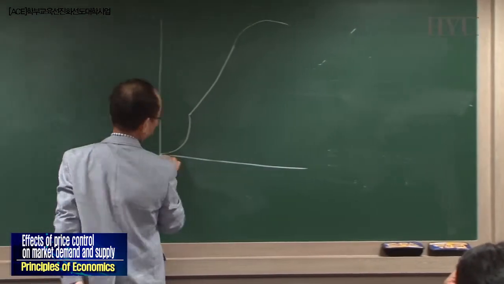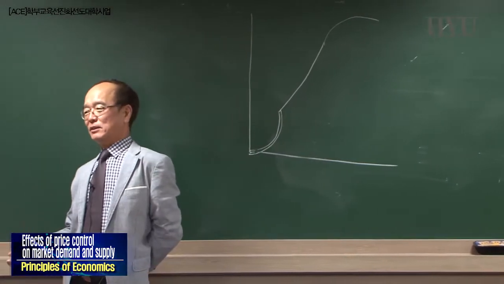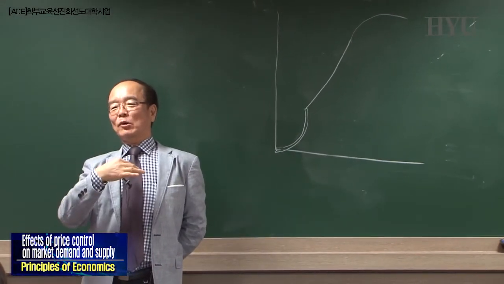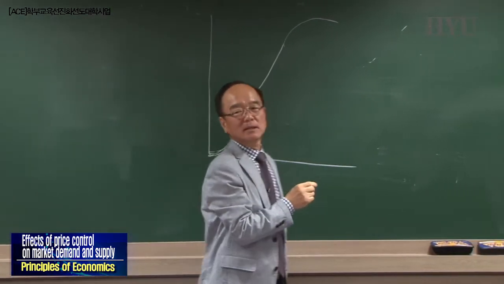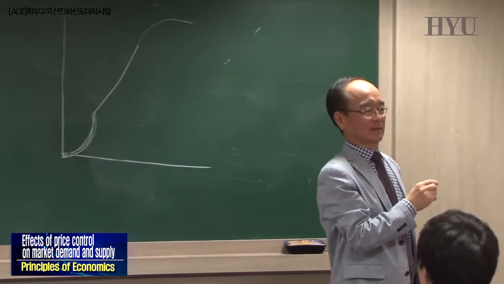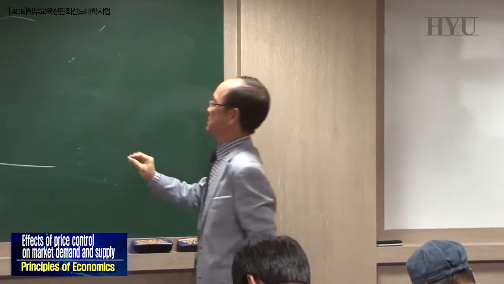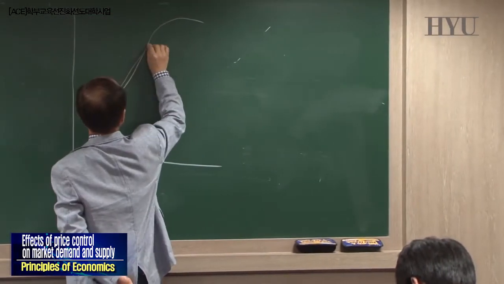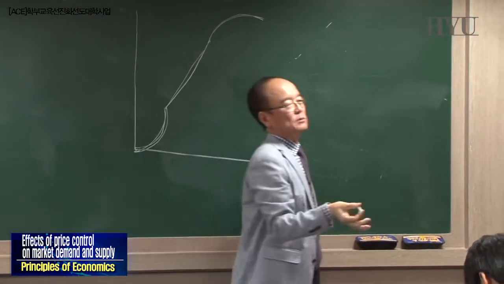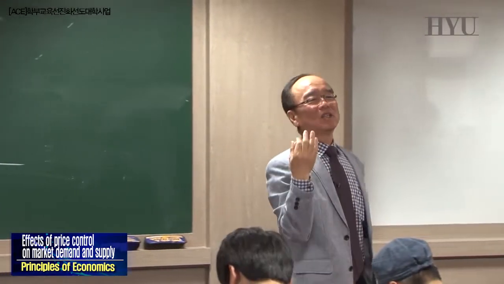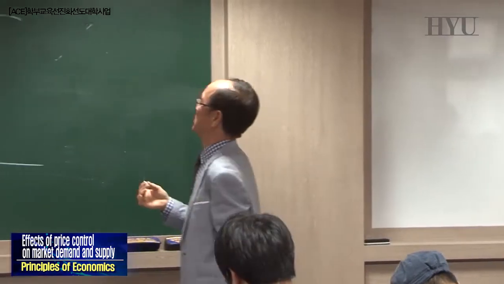One more time. This is the origin. This curve is convex, 볼록함 in Korean, 원점을 향하여 볼록함. This is convex to the origin, representing acceleration. Speed goes up, speed increases. Here, likewise, constant speed. This is deceleration. This is 오목함, 원점을 향하여 오목함. Concave to the origin represents deceleration. It's useful to remember anyway.